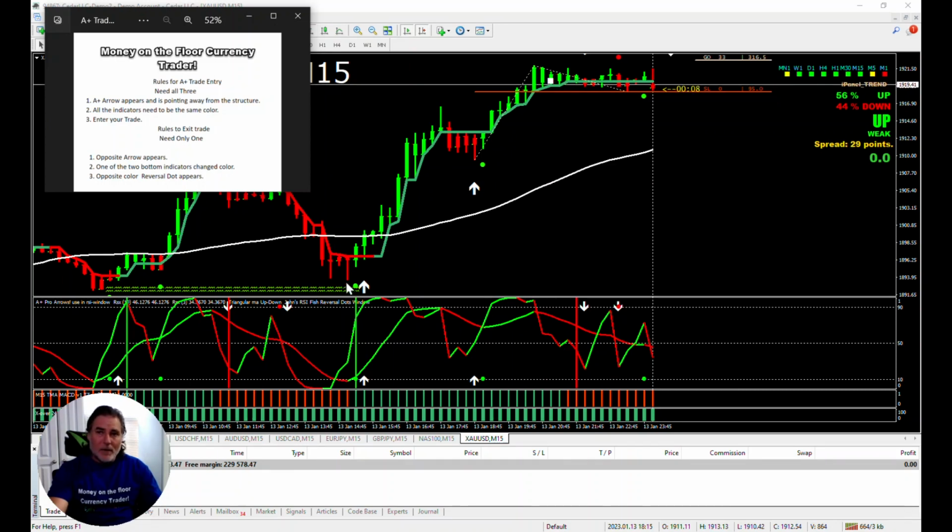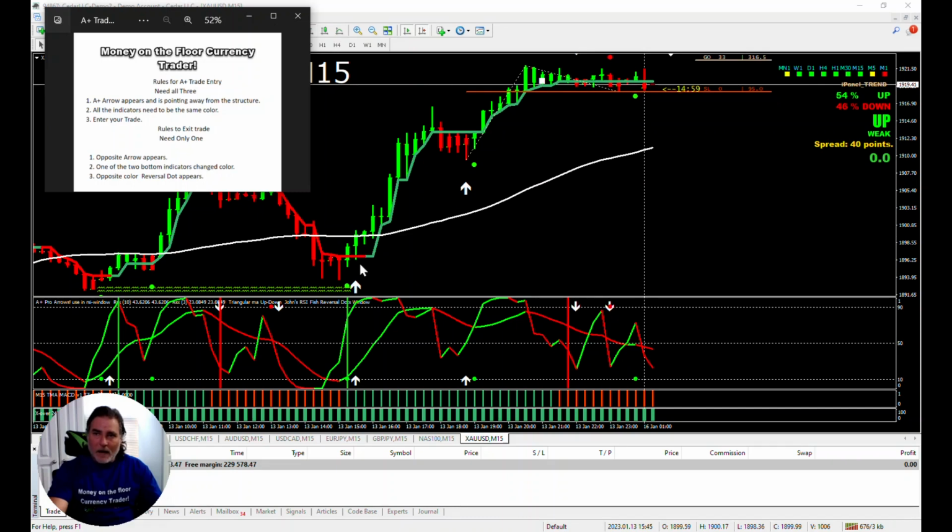Now it could still jump that, and that's something you have to be careful of. So the main rules we're looking for is looking for the arrow, looking for everything to be green. Once we know we have that, now we're okay to buy the trade. And we've already done our analysis. We can enter the trade.